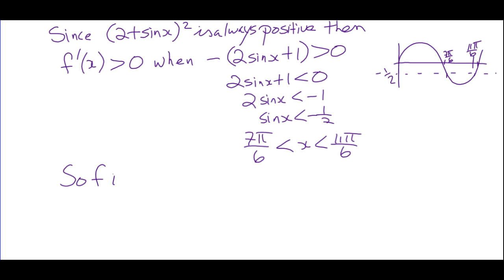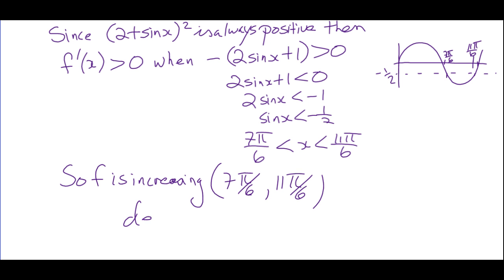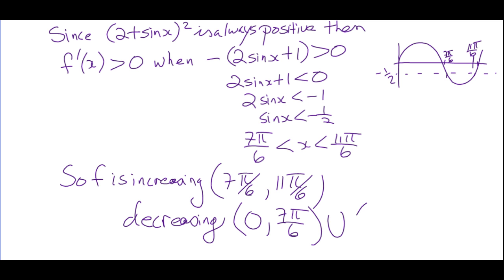So f is increasing on the interval 7 pi over 6 to 11 pi over 6, and decreasing everywhere else, because when this is positive, then that negative is going to make it negative. Which is 0 to 7 pi over 6 and 11 pi over 6 to 2 pi. Keeping in mind that we are now restricting ourselves to the interval 0 to 2 pi.